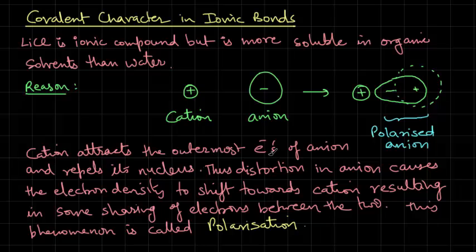So the cation attracts the outermost electrons of the anion and repels its nucleus. This distortion in the anion causes the electron density to shift towards the cation, resulting in some sharing of electrons between the two. This phenomenon is called polarization. And the polarized molecules are more soluble in organic solvents.